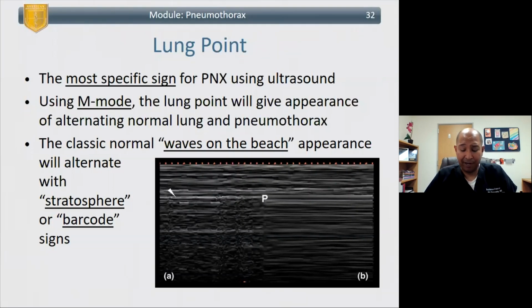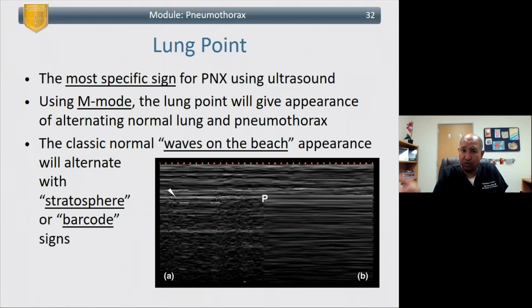All right, you guys were so patient, and gals. So what is lung point? So lung point is the most specific sign for pneumothorax using the ultrasound. You could do a lung point on the 2D mode. You can use it during the M mode. Classically, we do it on M mode. So when we talk about M mode, lung point will give you where the transition of normal lung to pneumothorax.